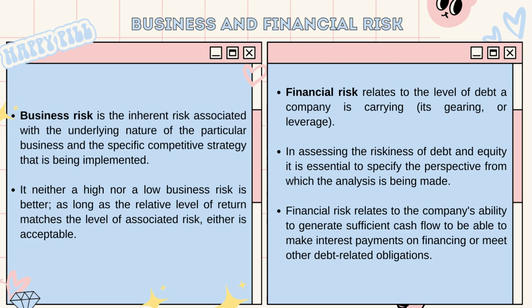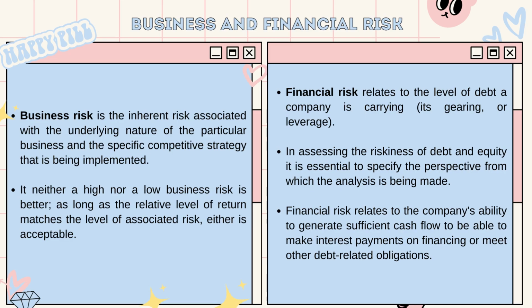Next, financial risk relates to the level of debt a company is carrying, or its gearing or leverage. In assessing the riskiness of debt and equity, it's essential to specify the perspective from which the analysis is being made. Financial risk relates to companies' ability to generate sufficient cash flow to be able to make interest payments of financing or meet other debt-related obligations.